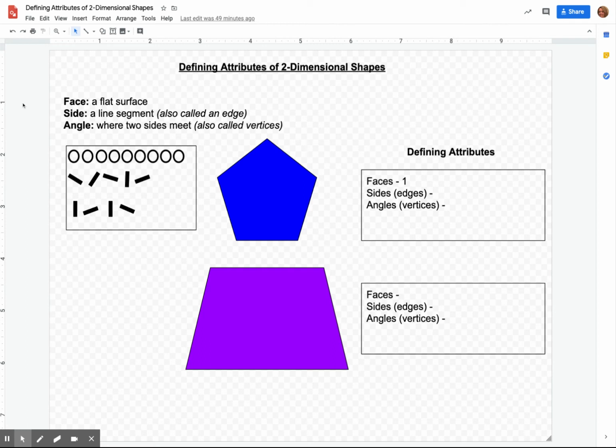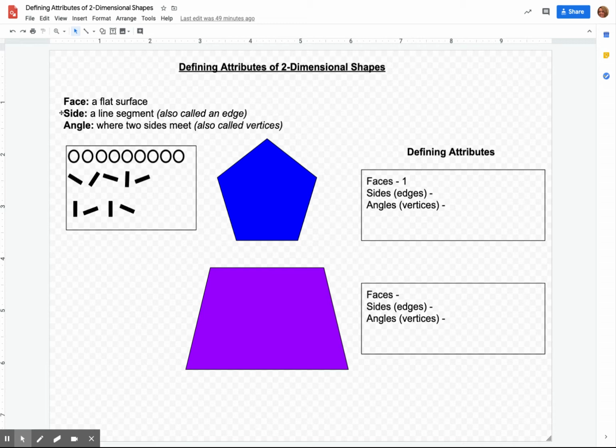Let's take a look at defining attributes of two-dimensional shapes. Before we get started, I want to talk about the vocabulary that you need to understand. So first there's face. Face is a flat surface. So this is the face of this shape. It is the flat surface.